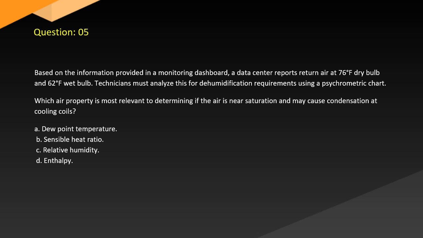Question 5. Based on the information provided in a monitoring dashboard, a data center reports return air at 76 degF dry bulb and 62 degF wet bulb. Technicians must analyze this for dehumidification requirements using a psychrometric chart. Which air property is most relevant to determining if the air is near saturation and may cause condensation at cooling coils? A. Dew-point temperature. B. Sensible heat ratio. C. Relative humidity. D. Enthalpy.